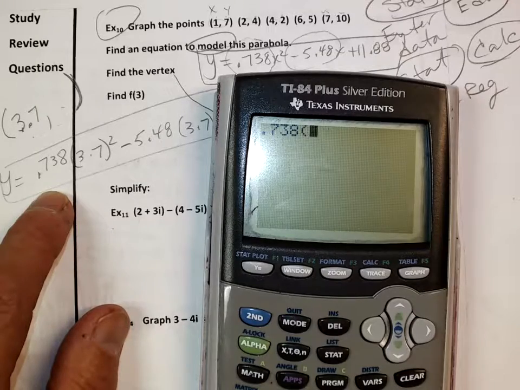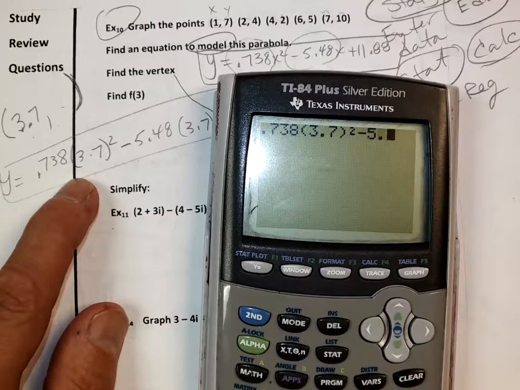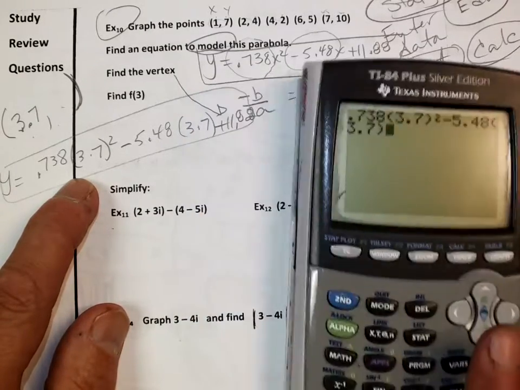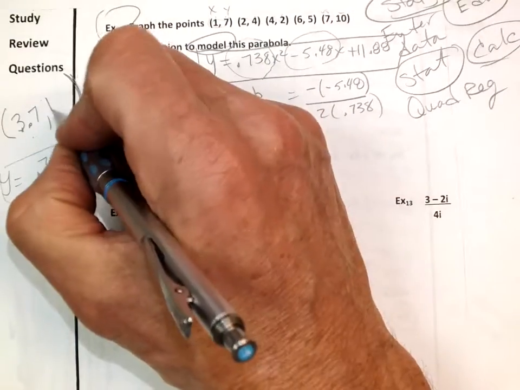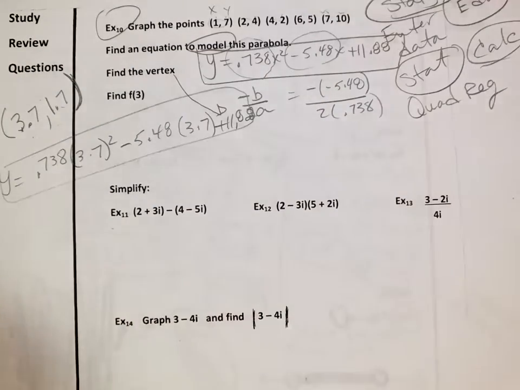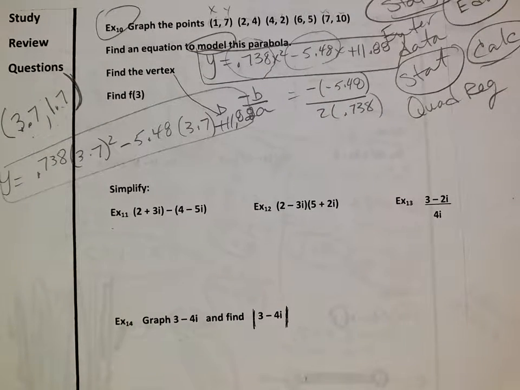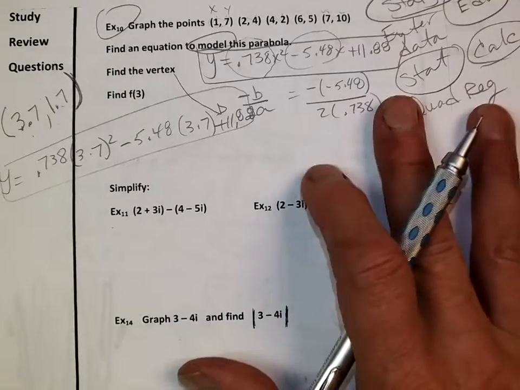0.738 times my 3.7 squared, minus 5.48 times my 3.7, plus my 11.88, and I get an answer of about 1.7. So that's my vertex. It's the same stuff we've been doing. Don't let this be too hard for you, okay? How did we find the vertex before?